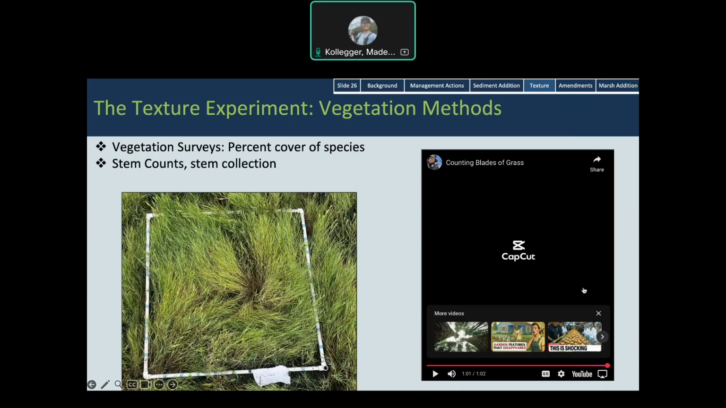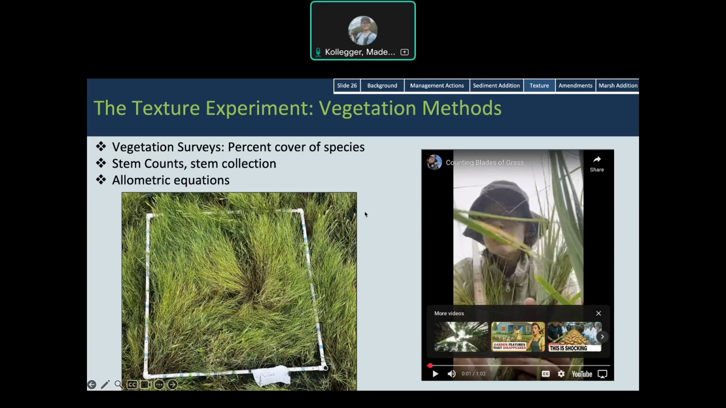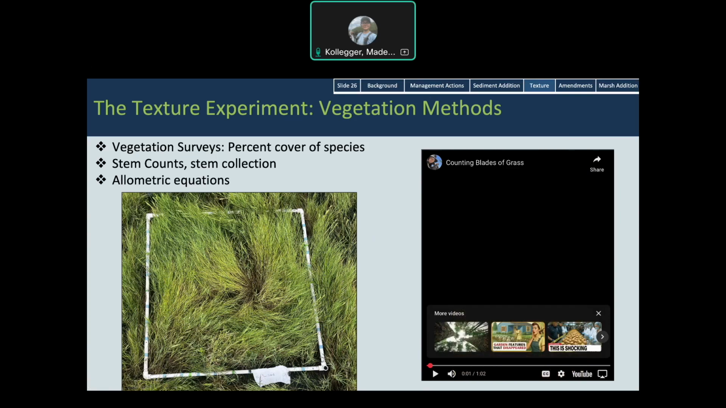So we measured all of those different things to be put into an allometric equation, and that is just an equation that allows us to estimate the amount of above ground biomass in that plot without chopping all the plants out and weighing it.